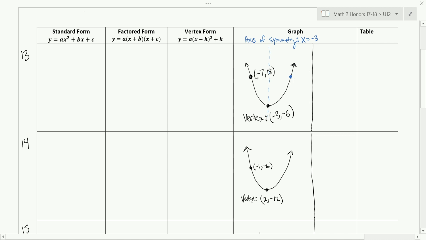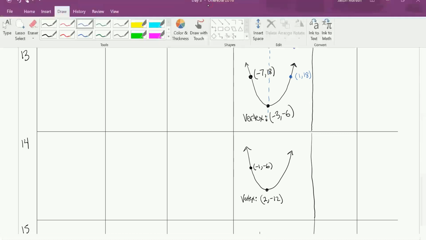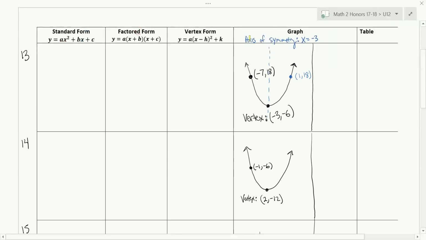And then how far is this point, this -7, 18, how far is that from our axis of symmetry? It's 4 to the left, right? So if we go 4 to the right of -3, where will we be? At 1. So this point's going to be 1, 18. So yeah, we automatically get that point for free. That's good. All right, what else can we do?